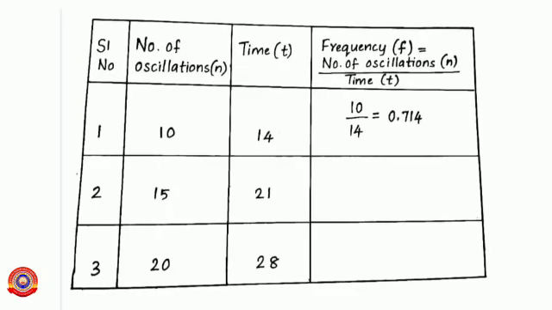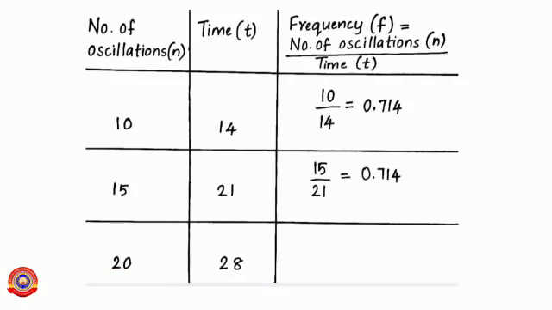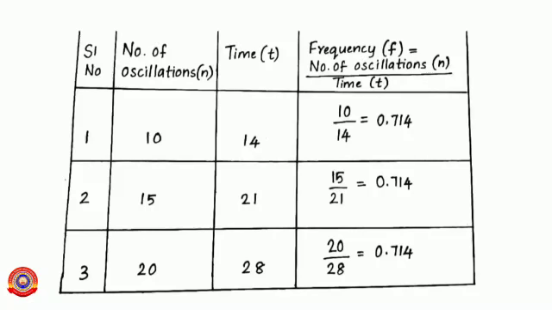If the time taken for 10 oscillations is 14 seconds, then frequency f equal to number of oscillations divided by time, that is equal to 10 divided by 14 equal to 0.714 Hertz. And the time taken for 15 oscillations is 21 seconds. Then frequency equal to 15 divided by 21, that is equal to 0.714.